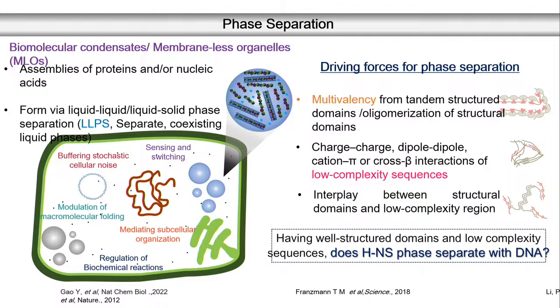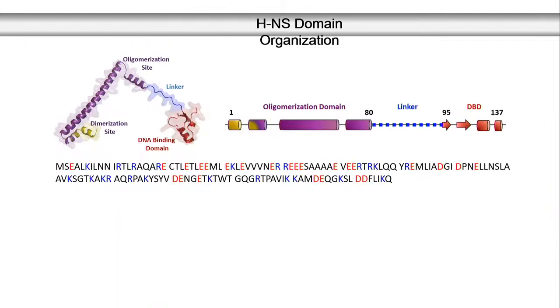Now, from the perspective of HNS, it has well structured domains. It also has low complexity sequence, meaning disordered regions enriched in charged residues, and it forms oligomeric assemblies, and a certain phosphomimetic mutation eliminates these oligomeric assemblies to result in a dimer alone. The question is, does it phase separate with DNA? Because it is supposed to bind and condense DNA, we expected something of this kind to happen.